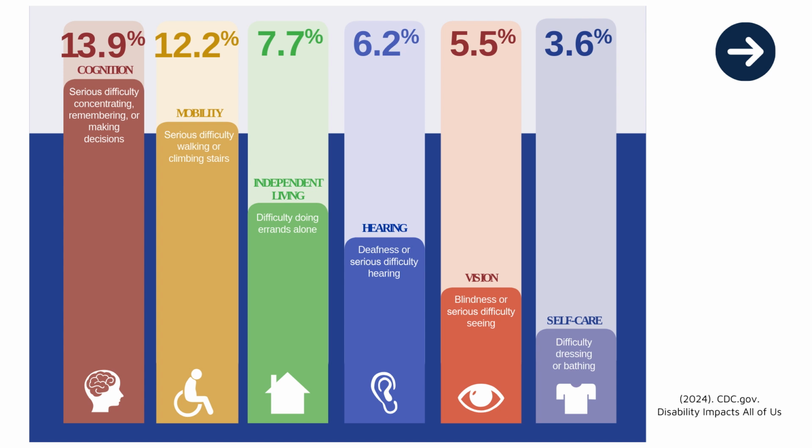Project IRIS recognizes the multitude of ways disability manifests within general populations. According to recent CDC data, cognitive impairments affect 13.9% of the population, indicating serious difficulty concentrating, remembering, or making decisions. Visual impairments, including blindness or serious difficulty seeing, impact 5.5%. When designing accessible surveys, adapting to these needs is critical.